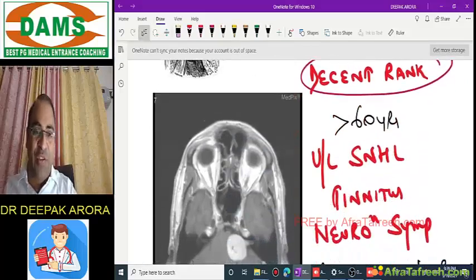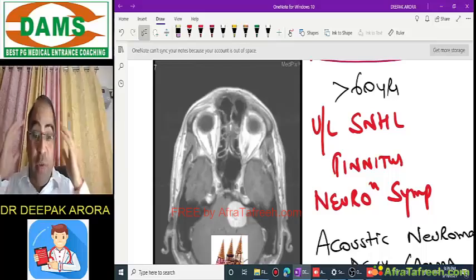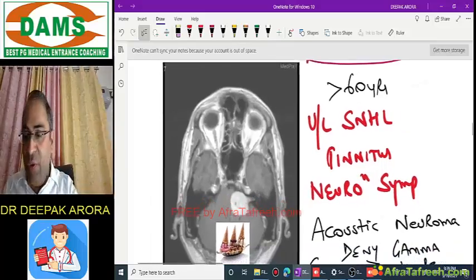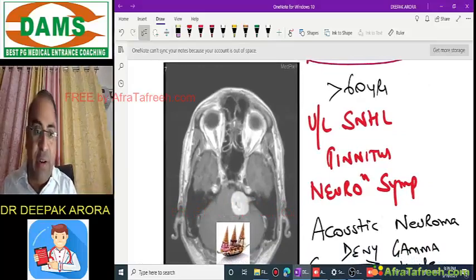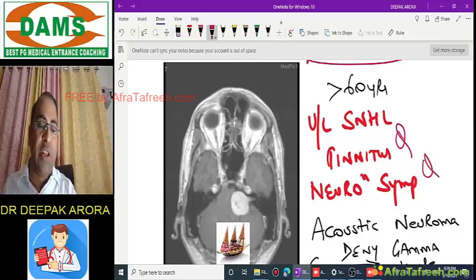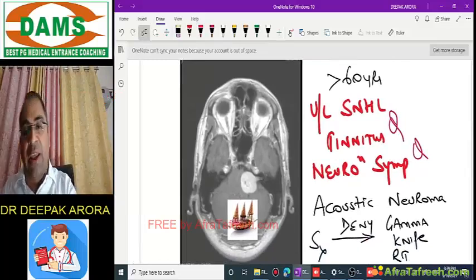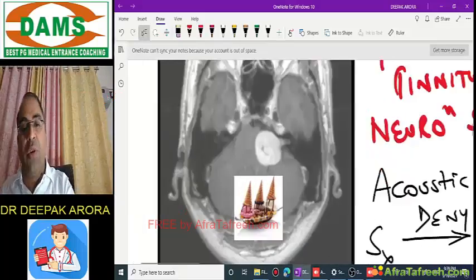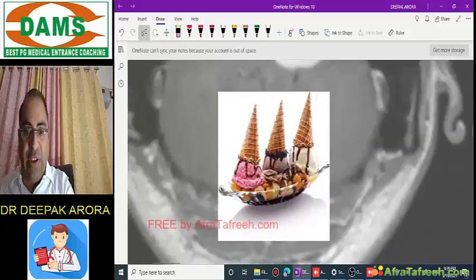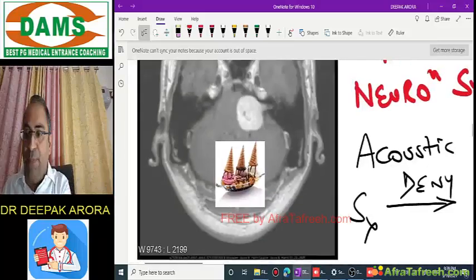What I'm showing you is a 60-year-old patient with unilateral sensorineural hearing loss. 60-year-old, always suspect tumor. Tinnitus is there, neurological symptoms are there. Once neurological symptoms are there, I label the patient as acoustic neuroma. What is the keyword in the MCQ? They will show you this type of appearance. Which ice cream? Ice cone appearance at the CP angle, cerebellopontine angle. We will label the patient as acoustic neuroma.